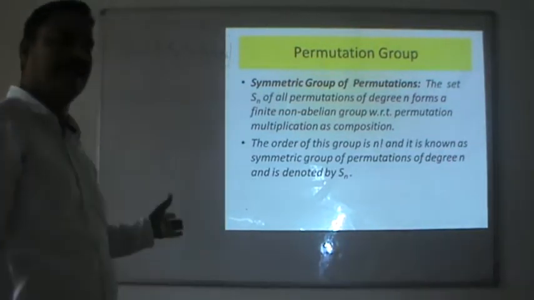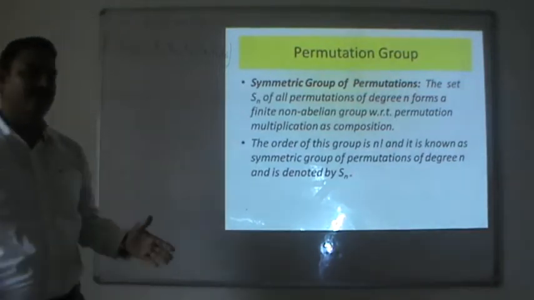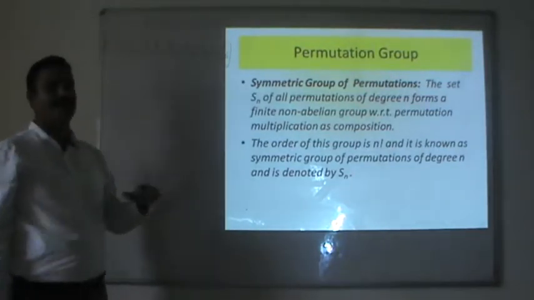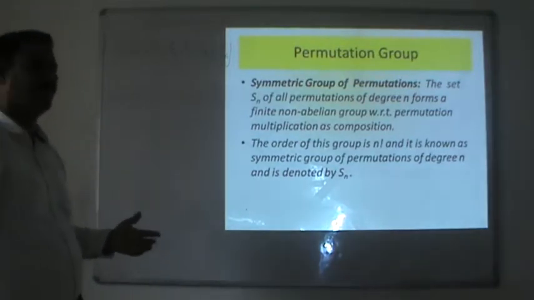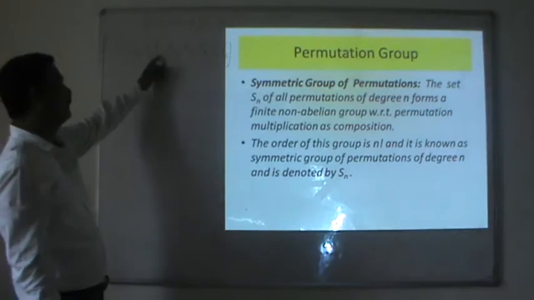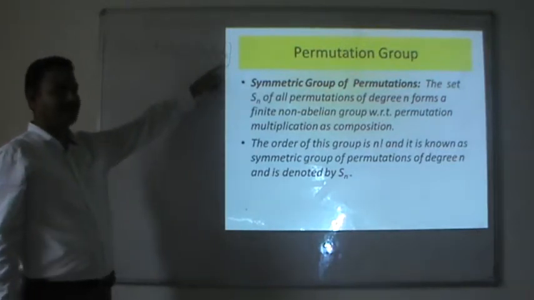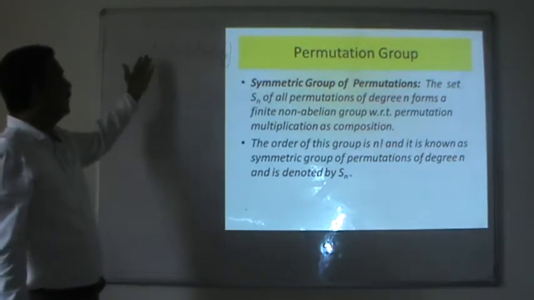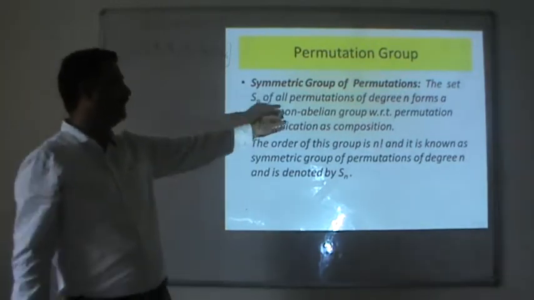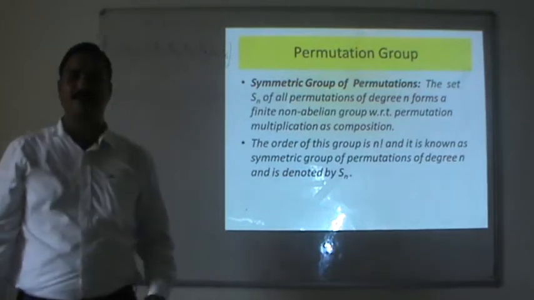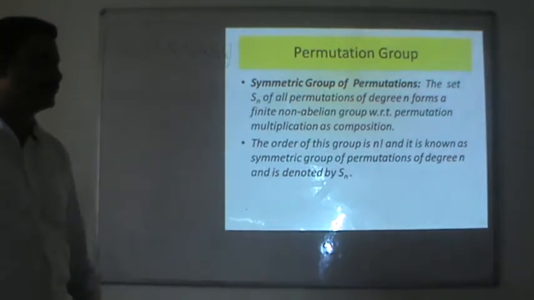Because in our finite set, we have just 3 elements, and we know that 3 elements can be permuted in 3 factorial ways. So F1, F2, F3, F4, F5 and F6 permutations are there. Now we prove that this constructed group S3 is a non-abelian group with multiplication as composition.